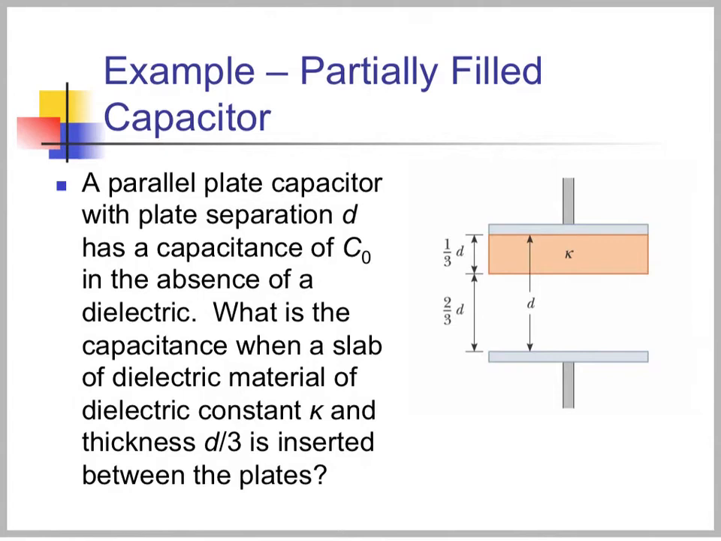So how does this change the capacitance? What if I had a capacitor that was only partially filled? Let's say I have a parallel plate capacitor, separation d, initial capacitance C naught in the absence of a dielectric. What is the capacitance when a slab of dielectric material, dielectric constant kappa, and thickness d over 3 is inserted between the plates?